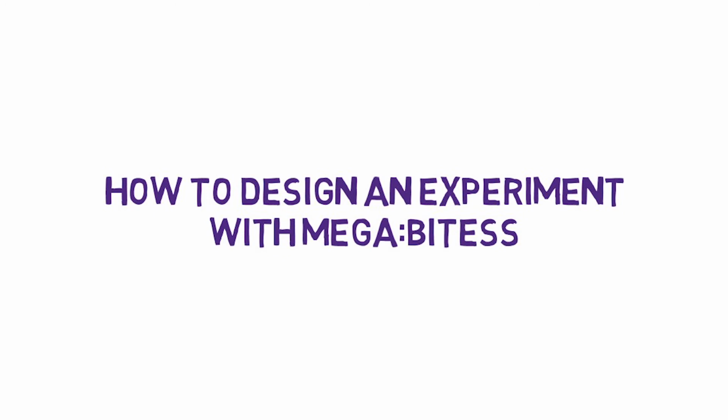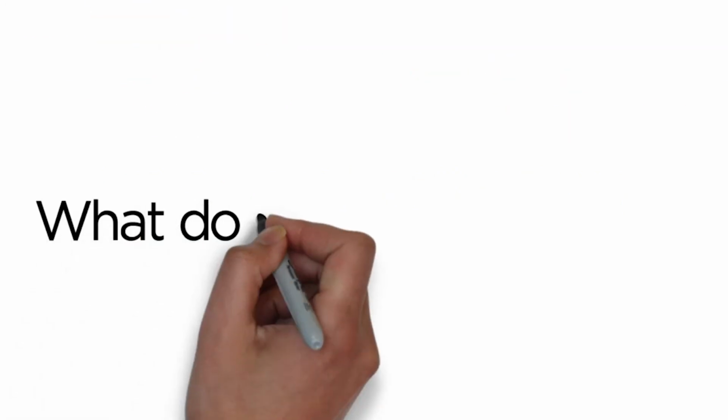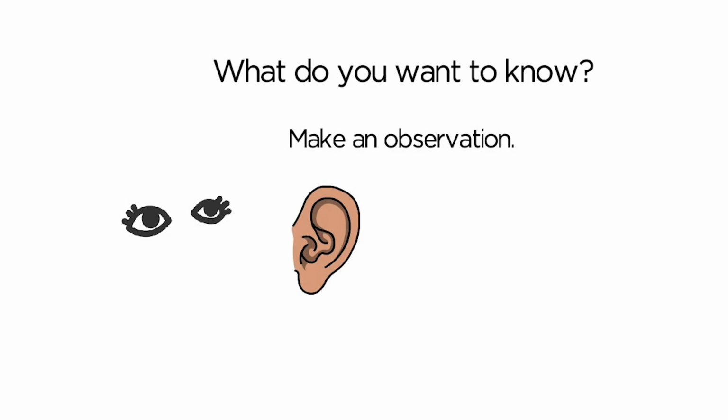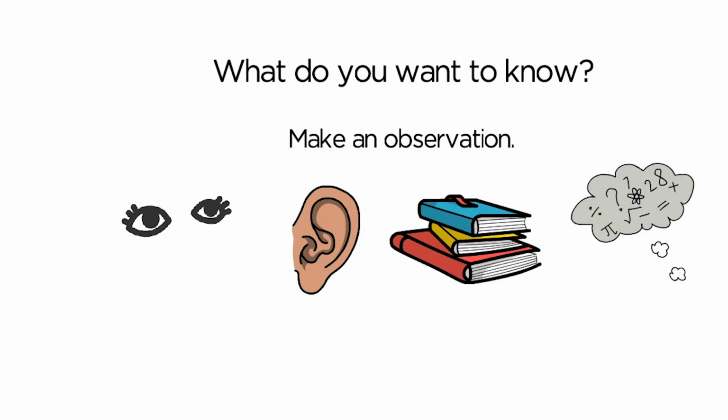The first step of designing an experiment is deciding what you want to know. One way to do this is to make an observation of a phenomenon in the world. An observation comes from what you see, hear, read, or experience.